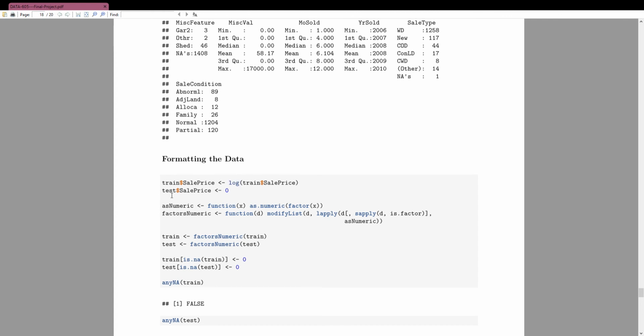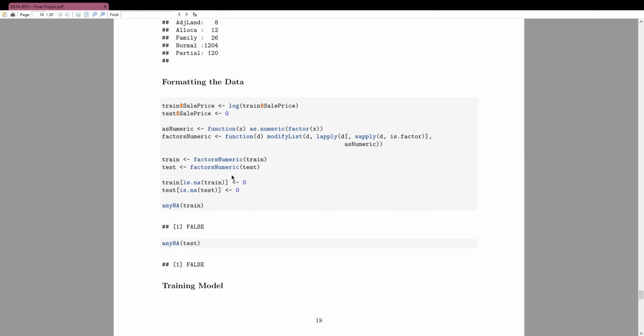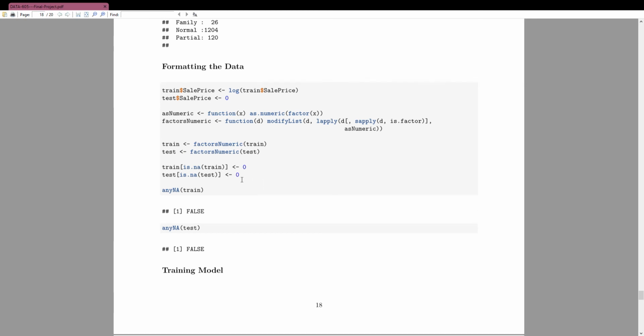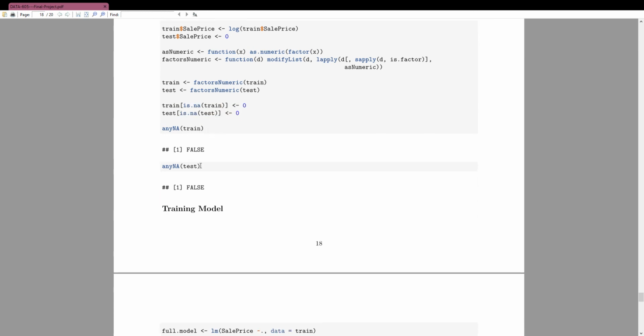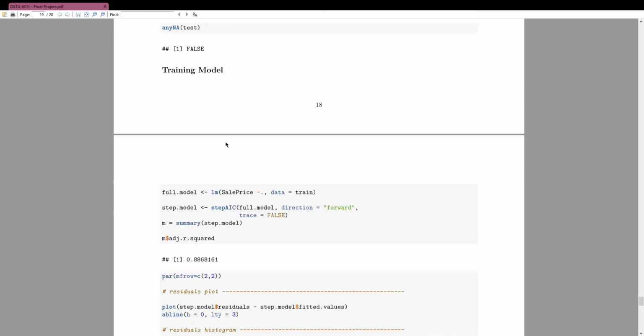Next, since we are missing a column, it was actually the sale price column, we're going to create that column and set it equal to 0 for now. We are going to convert the non-numerical columns to factors for both the training and test data sets. And then we're going to set our NA values equal to 0. This allows us to actually create those predictions, and eventually we're going to submit it to Kaggle. So it's necessary. We make sure that there's no more NA values.